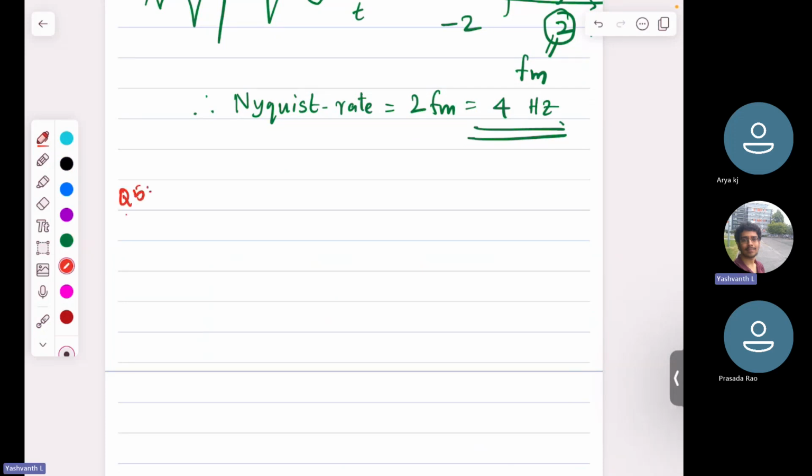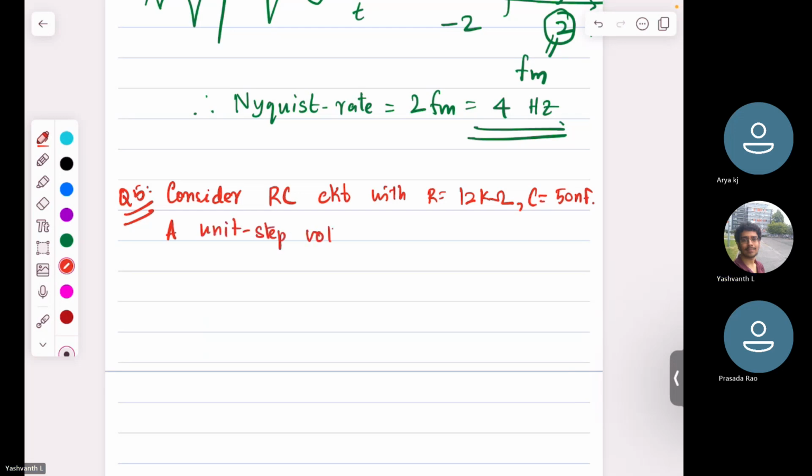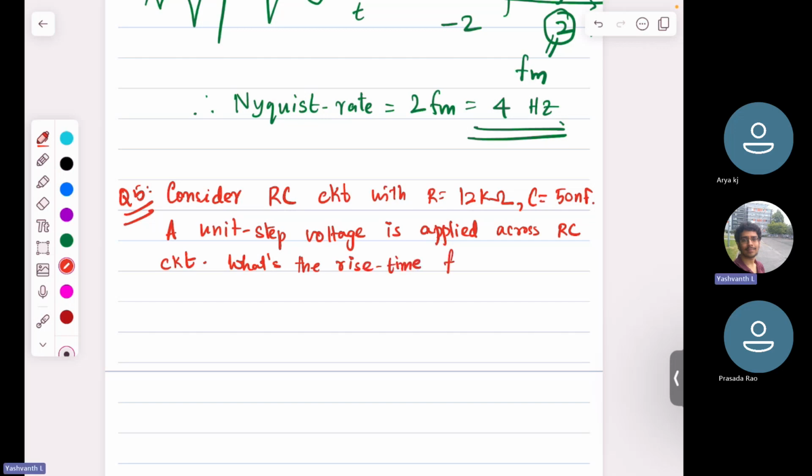Question 5. Consider an RC circuit with R equal to 12 kilo ohms and capacitance equal to 50 nanofarads. Okay, then let's say a unit step voltage is applied across the RC circuit. Okay, and the question is, what is the time or rise time, it's called rise time, for this RC circuit.